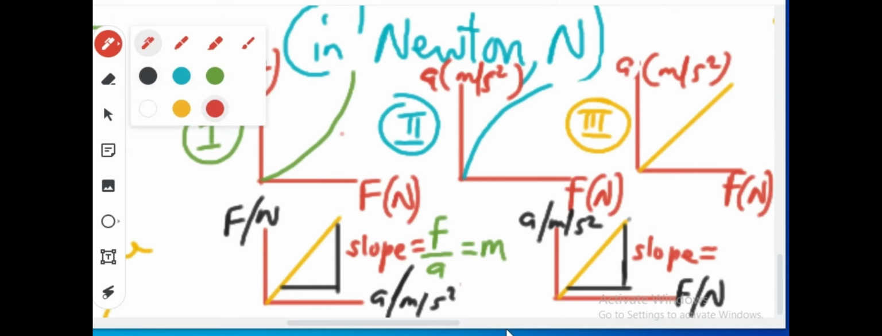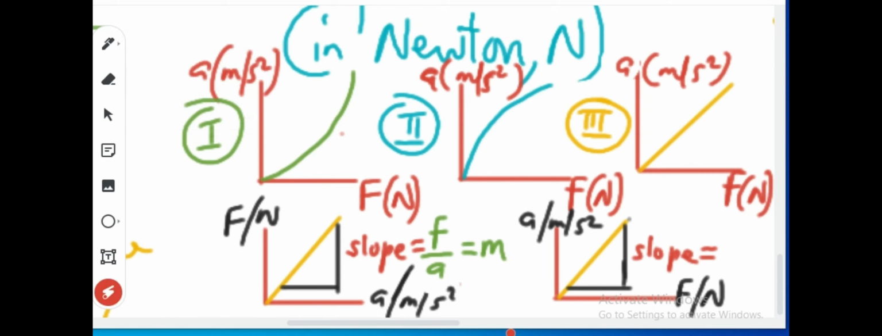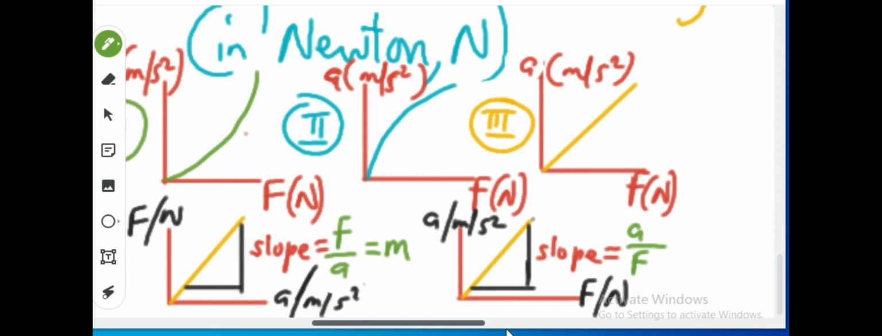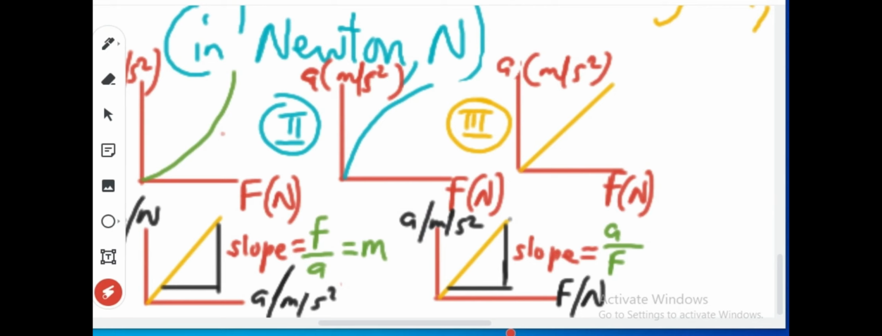Because the slope gives rise over run. What's the rise? Acceleration. What's the run? One over force. So the slope in this case is acceleration over force, which gives 1 over m, the inverse of m. Please pay attention. If F over A is mass, then A over F will be 1 over mass, isn't it? So this is 1 over mass. Is that understood?